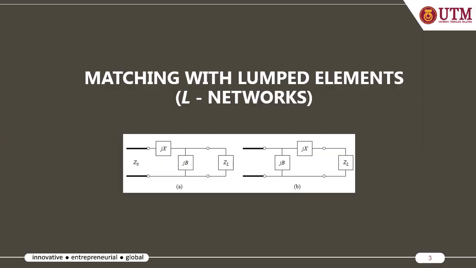So we are going to start with matching with lumped elements, or L-section network. There are two configurations that can be considered, but it depends on the characteristic impedance of the system. If the impedance lies within the 1 plus jx section, the left-hand side will be chosen, or else if it is outside the 1 plus jx section, then circuit B will be considered.